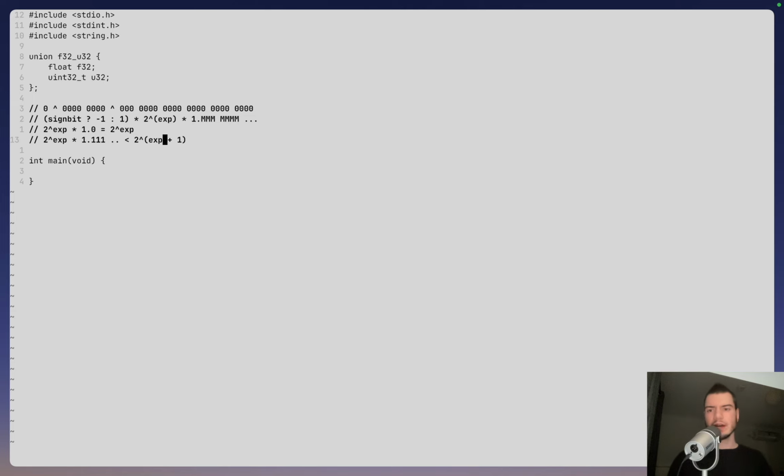So the first way we can interpret the floating point representation is that our mantissa acts as kind of an interpolation factor from one exponent value to the one after.